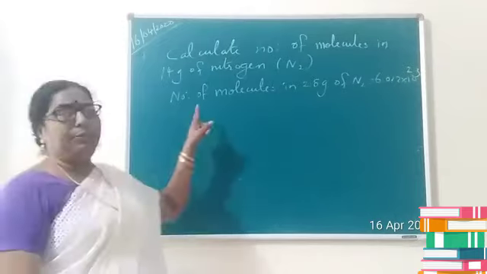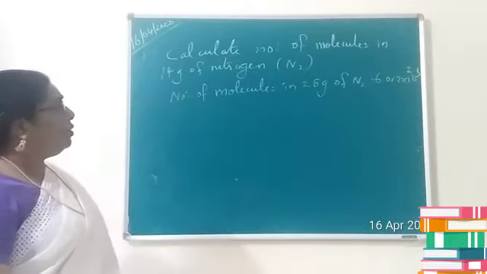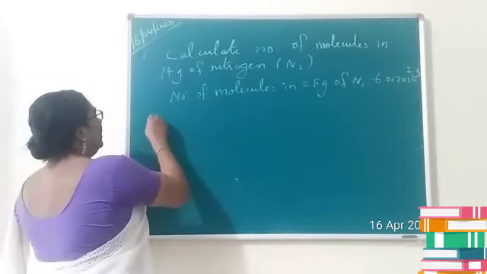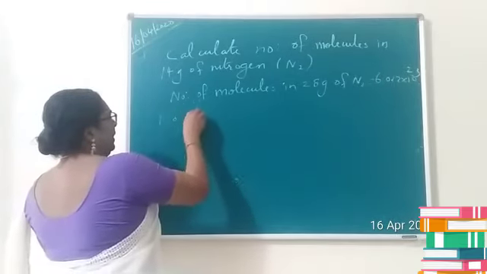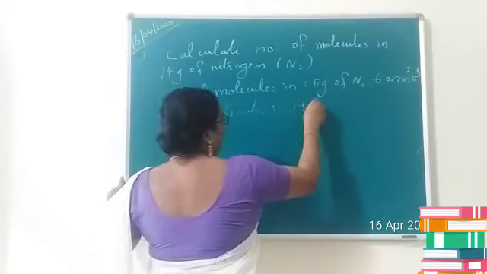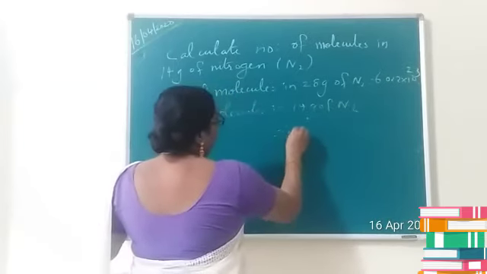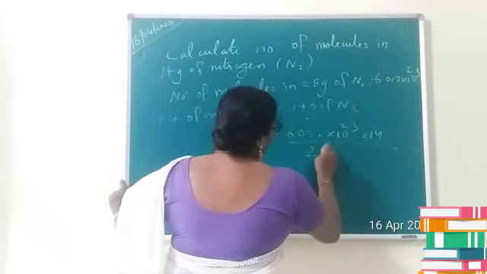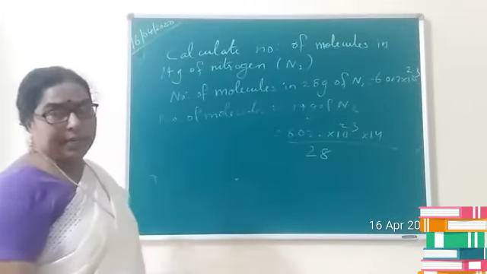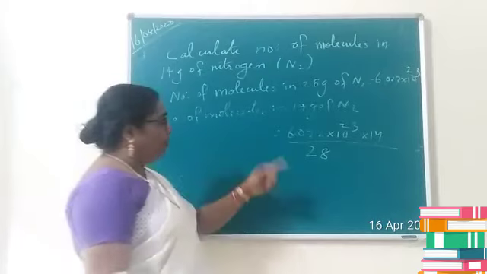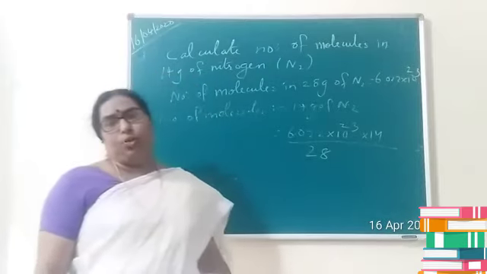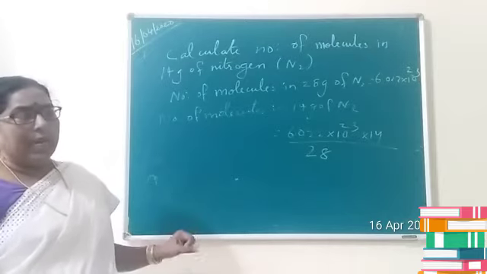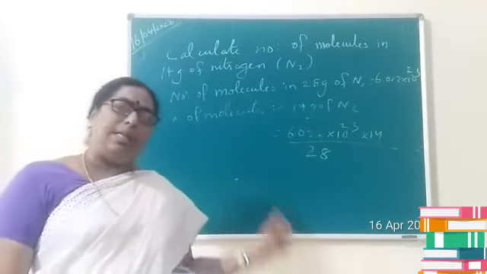So is it possible for you, children, to calculate the number of molecules in 14 grams? Yes? Okay. Therefore, number of molecules in 14 grams of nitrogen is equal to Avogadro's constant into 14 divided by molecular mass, that is 28. Is it clear, children? If you simplify, you will get 3.011 into 10 to the power 23. So is it clear how to calculate mass, number of atoms, number of molecules?